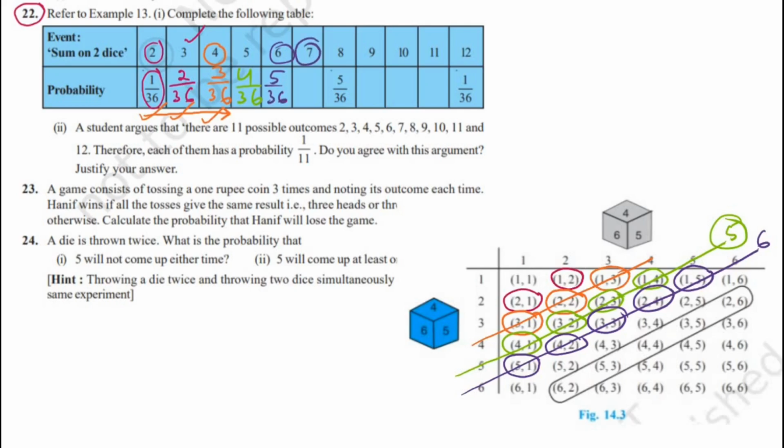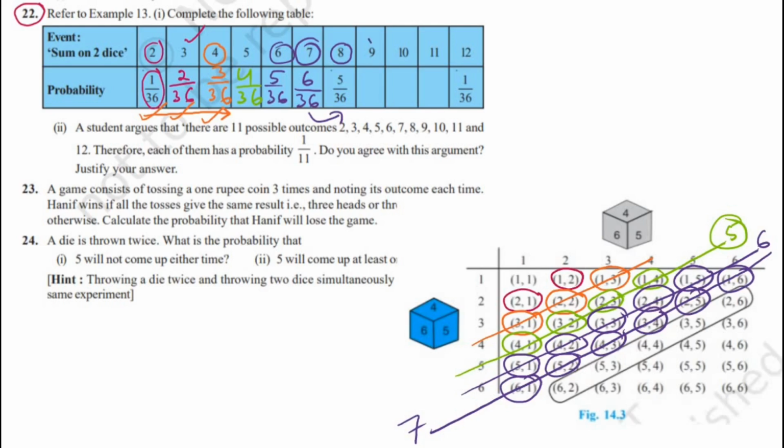Let's see for 7. 7 is 6 1, 5 2, 4 3, 3 4, 2 5, 1 6. The sum of this set of numbers is 7. And how many are these? These are 6. 1 2 3 4 5 6. So the probability of getting the sum of 7 is 6 out of 36. And immediately after this we are seeing the sum of the digits on the 2 dice as 8 has come down to 5 out of 36.